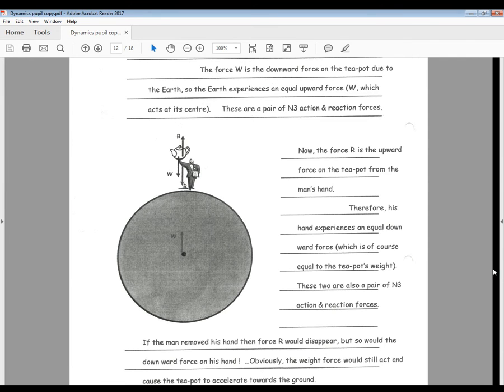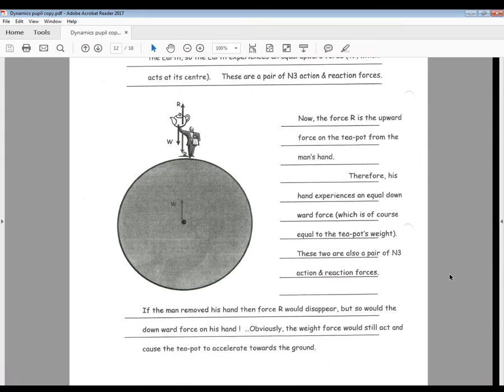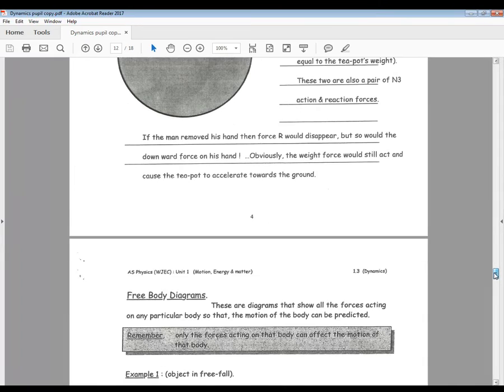Right? So I'm not going to read that for you. You can read through it on your own. Try to distinguish between the pairs of Newton's third law forces and those which are not.